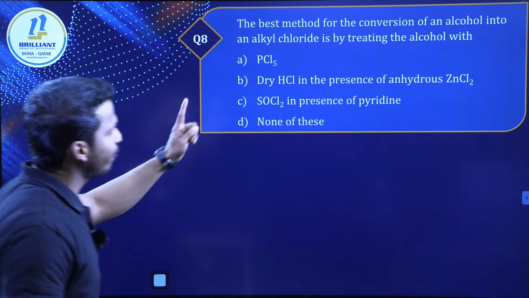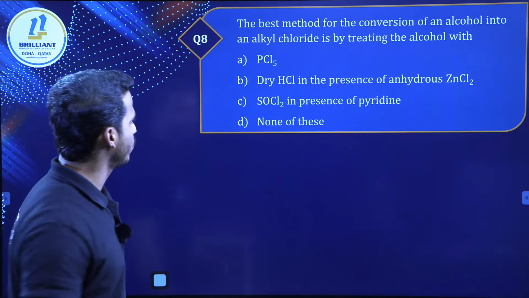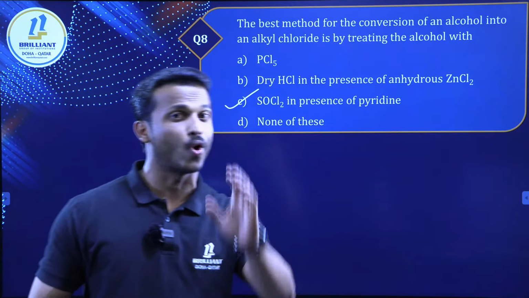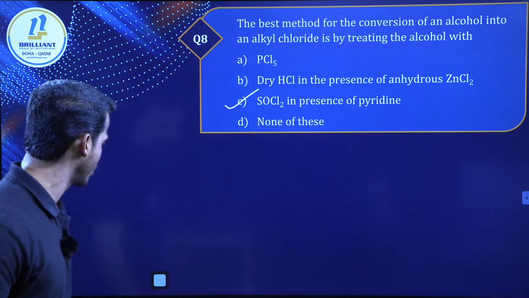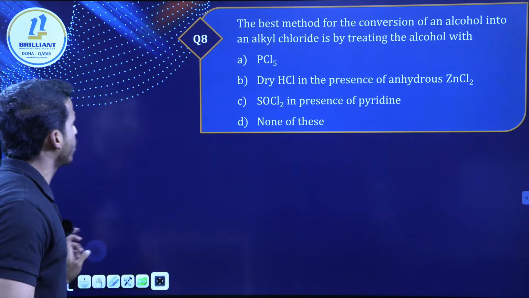The best method for the conversion of an alcohol into alkyl chloride is which one? Nothing but SOCl2, thionyl chloride. You already know the answer. We already discussed, so I'm not wasting time. Let's go to the next question. So SOCl2 is the best. Remember, all of you.